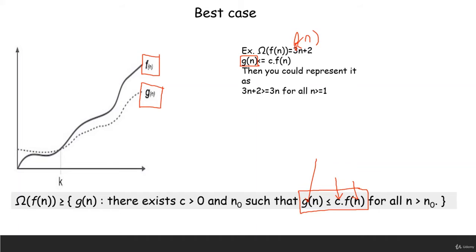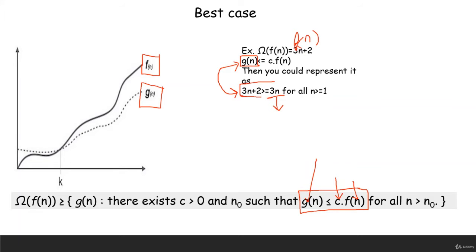So what I did is I compared these two equations. What is f of n? f of n is 3n plus 2. So I took 3n plus 2. Now f of n is greater than or equal to g of n. Now here g of n I placed as 3n. Why 3n? Because 3n is satisfying this equation of the best case.